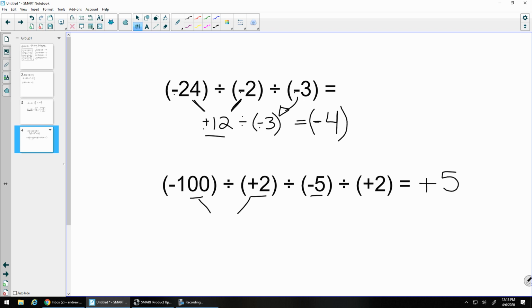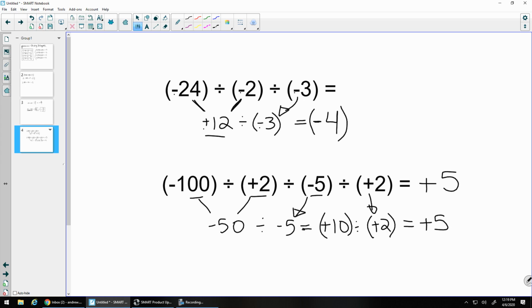I could do that all in my head if we broke it down. Negative 100 divided by positive 2 is negative 50. Negative 50 divided by negative 5, it's going to be a positive 10. Positive 10 divided by positive 2, well, positive and positive is positive. 10 divided by 2 is positive 5. So if I write it all out, I still get the same answer. Because there's 2 negatives, it's a positive. An odd number of negatives, it's going to be negative. Okay, so that's the basics of dividing.